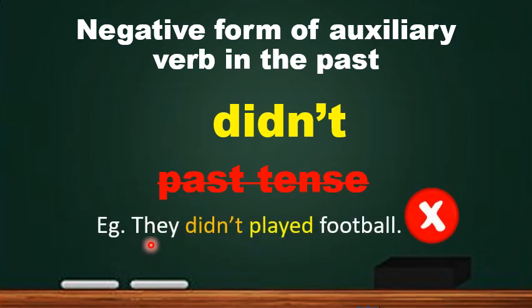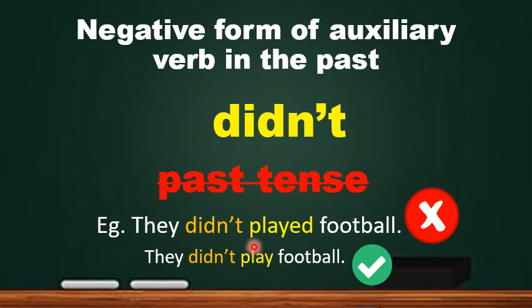For example, they didn't played football is wrong. This sentence is not correct because played is past tense. We cannot use past tense behind the auxiliary verb. The correct sentence should be they didn't play football.